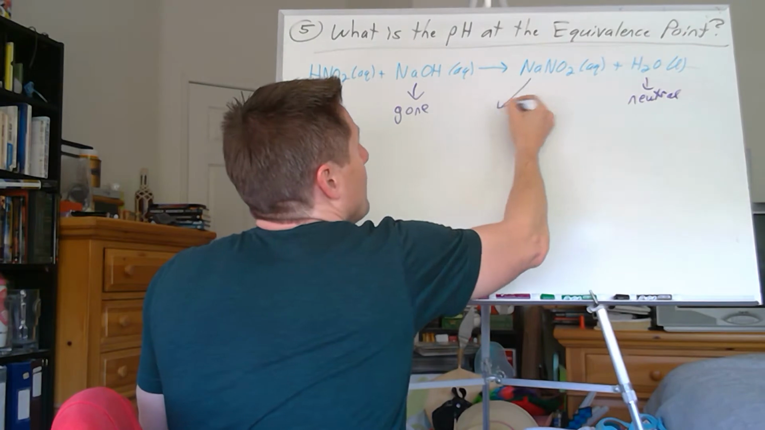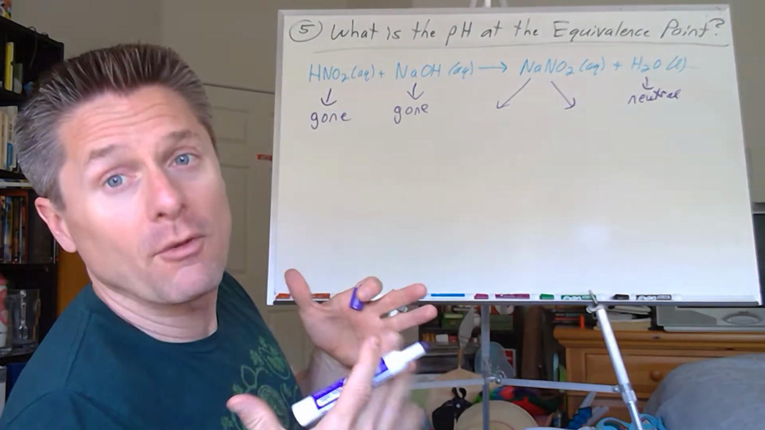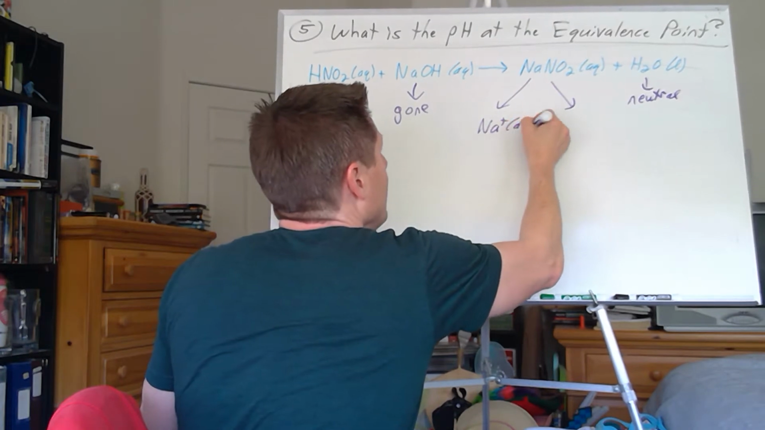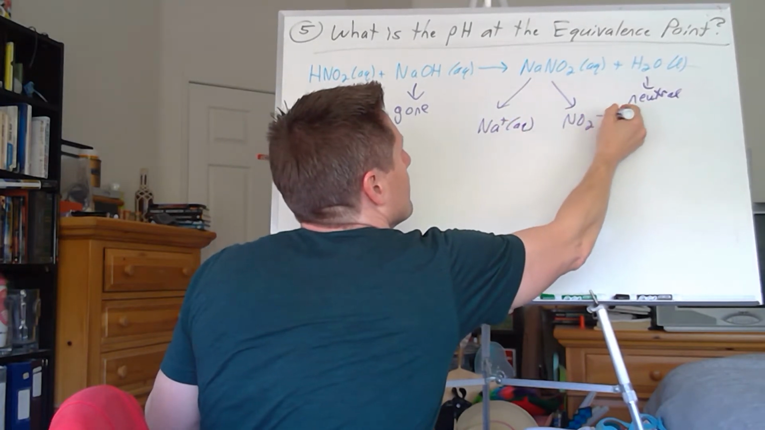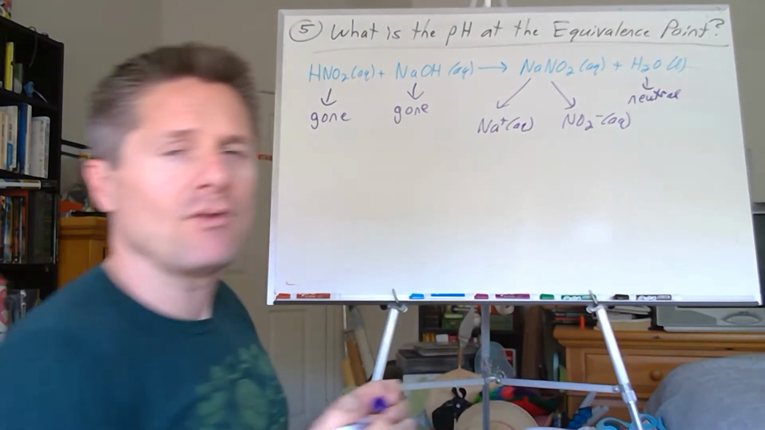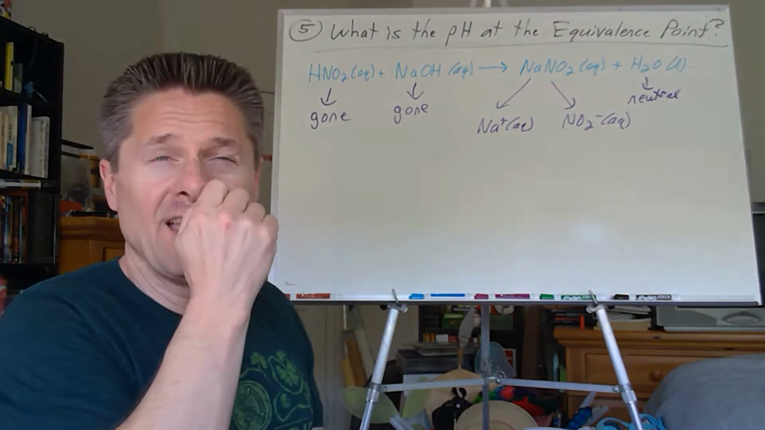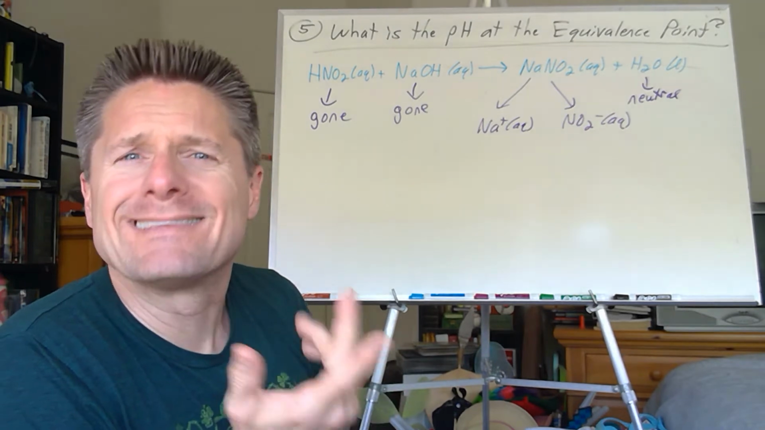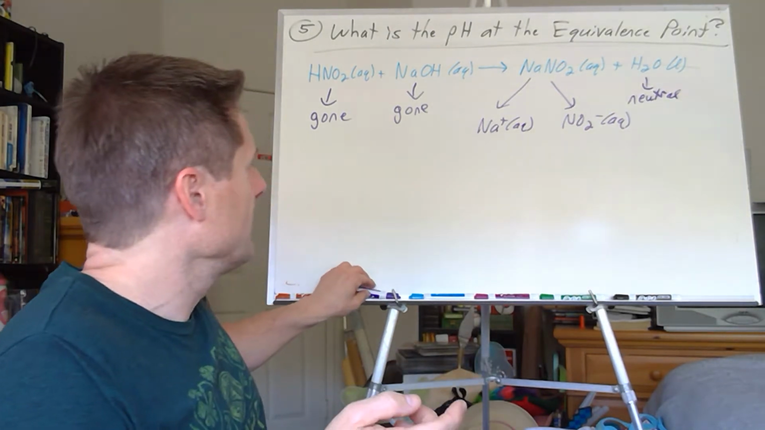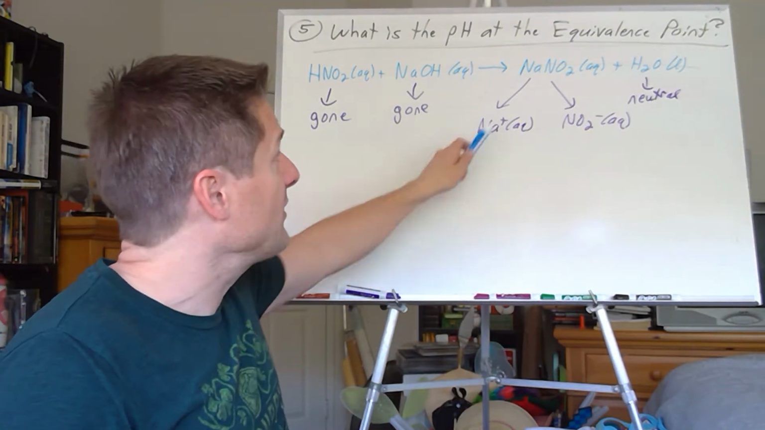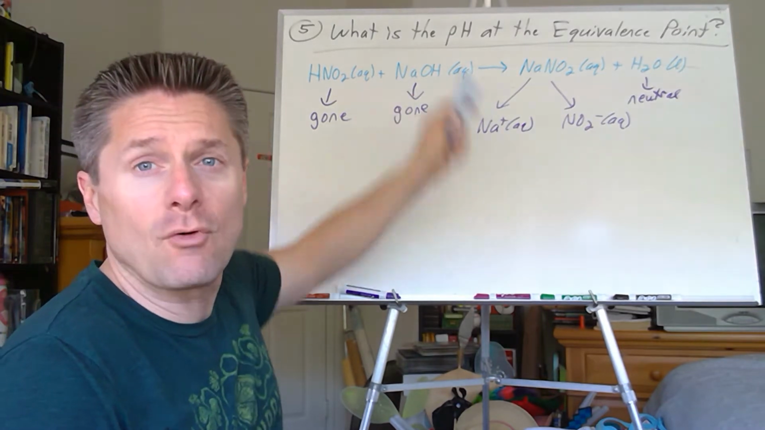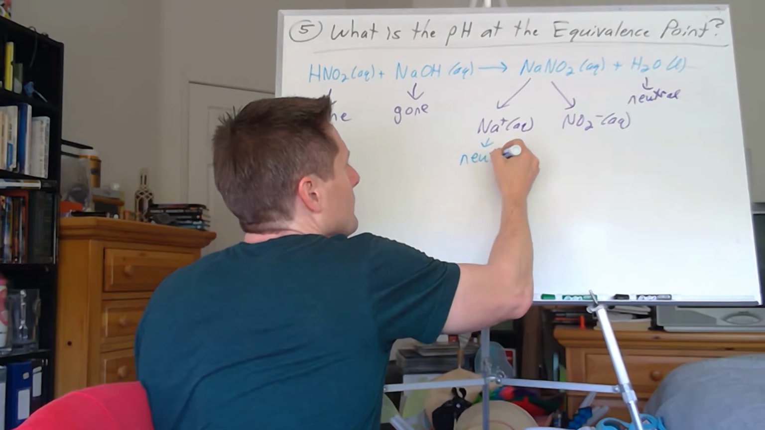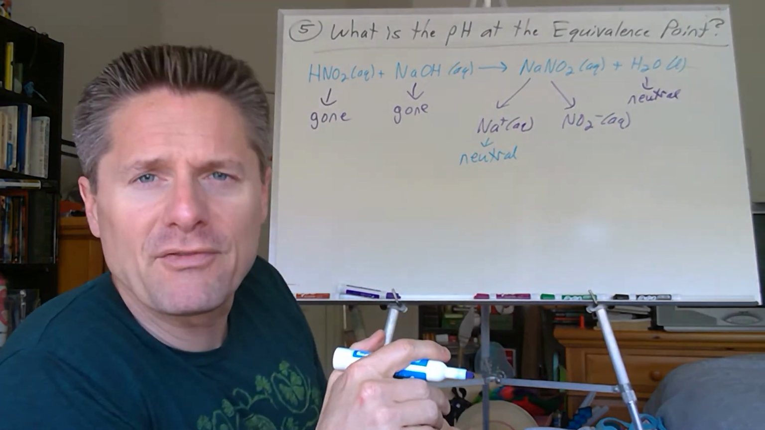But the sodium nitrite is a soluble salt, right? That forms a cation and an anion. So we've got Na plus and NO2 minus. So at any equivalence point where you're calculating the pH, you have to look at what exists. What are the principal species? So we've got sodium ions, but the sodium comes from a strong base. So this is neutral. I'm not worried about the sodium.